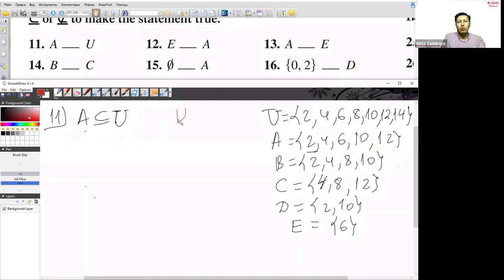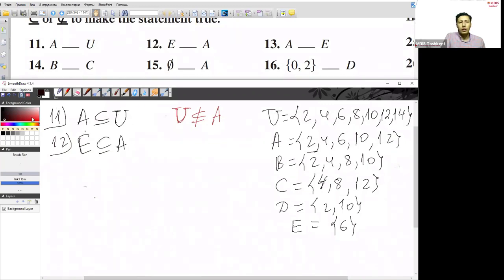But U is not a subset of A. You see there is a difference. You cannot replace them, you cannot change them. U is not a subset because not every element of U is also an element of A. For example, 8. Do we have 8 in A? No. Therefore it is not a subset. Understand?